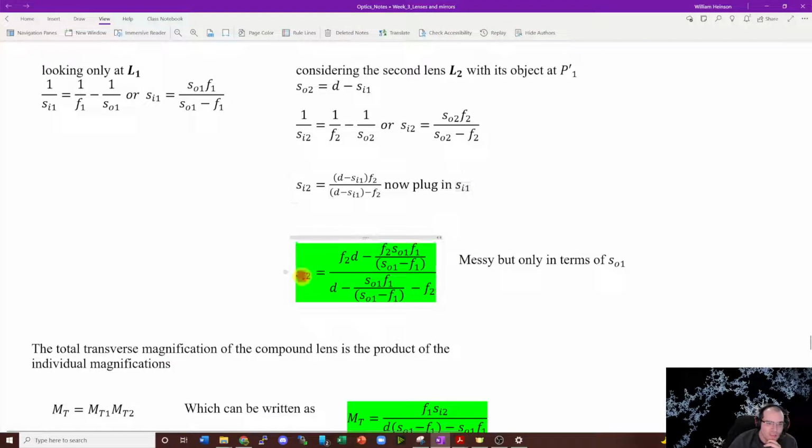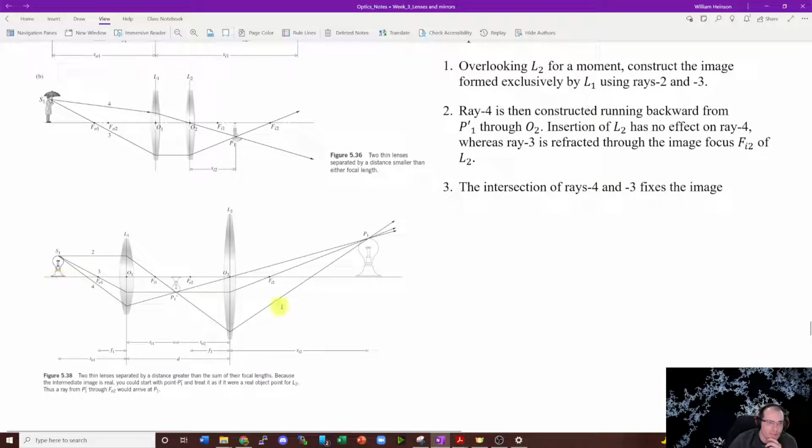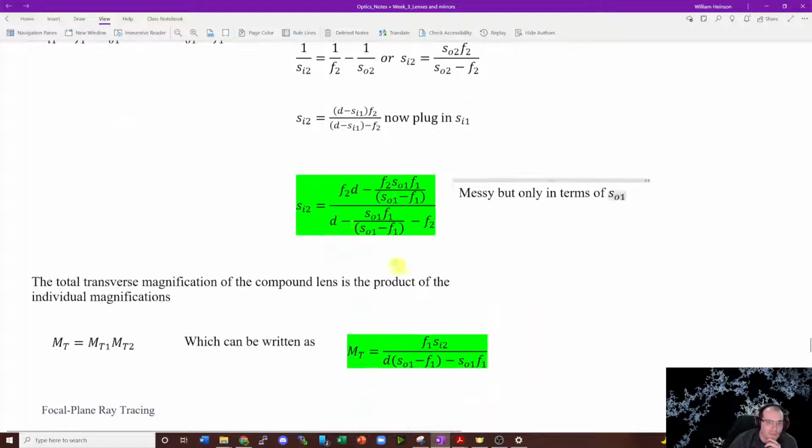It gets messy, and we can get this here. So we have image 1 here. We can plug this into this, this into this, and this into this, and we can get this. Because what we want is our final image distance, which is image distance 2. And we get this messy equation, but it's only in terms of our input, object distance 1. So all we need to know is this distance here, and we can get this distance here using this.